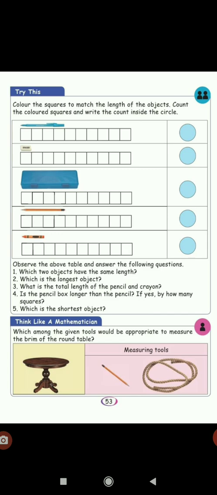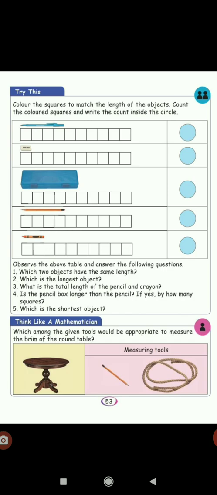What is the total length of the pencil and crayon? The pencil is 4 squares plus the crayon is 2 squares. 4 plus 2 is 6. So the total length of the pencil and crayon is 6 squares. Okay. Is the pencil box longer than the pencil? If yes, by how many squares?